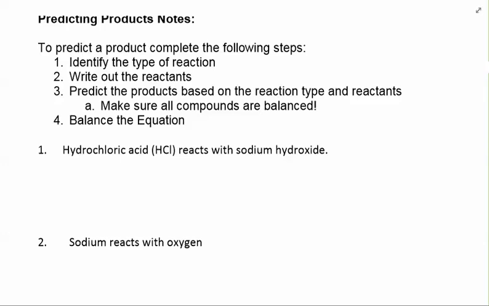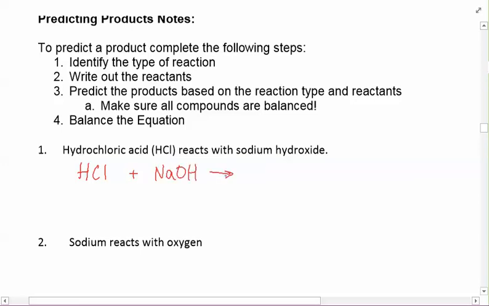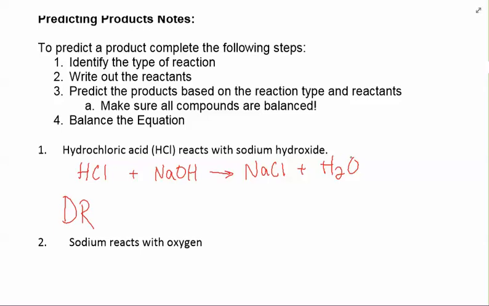So in the first reaction here, we have hydrochloric acid, HCl, reacting with sodium hydroxide, which is NaOH. So I wrote out my reactants. Based on my knowledge, I have two paired things. This is going to be a double replacement reaction. So in a double replacement, you switch the partners. You're going to end up with NaCl plus H2O, which you kind of have HOH, but H2O is another way to say it that we're more used to saying.